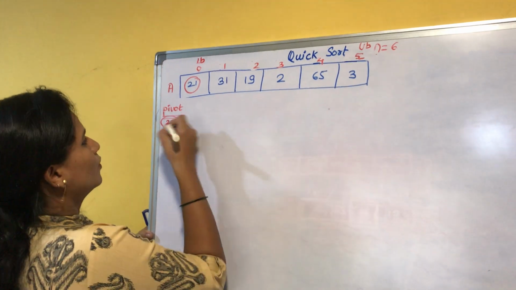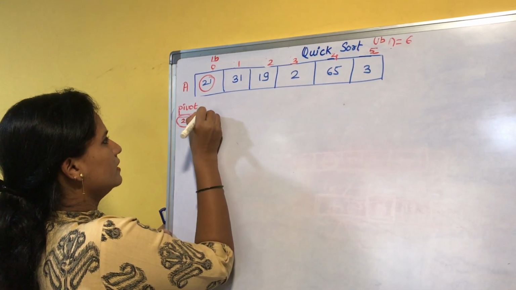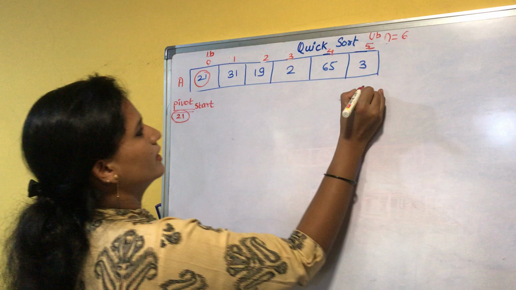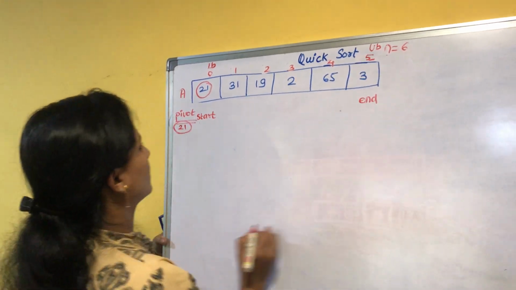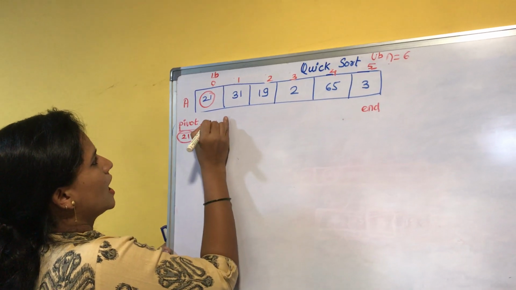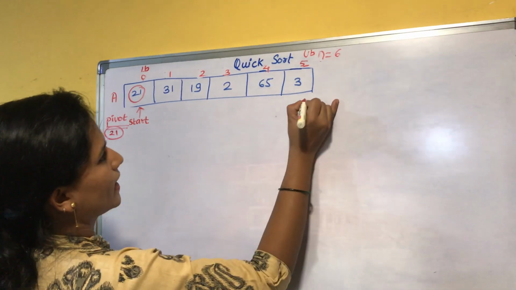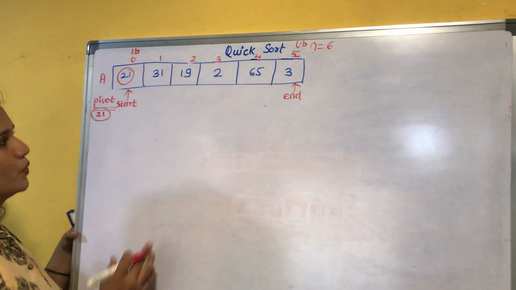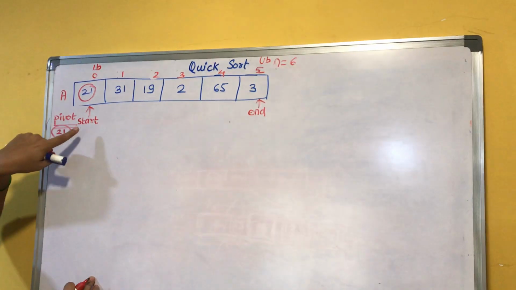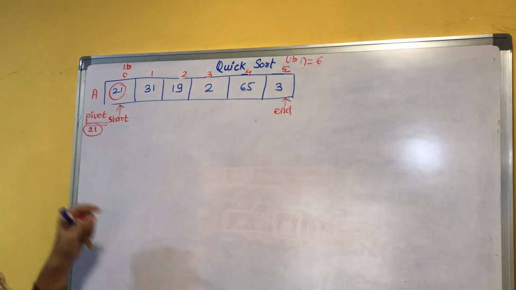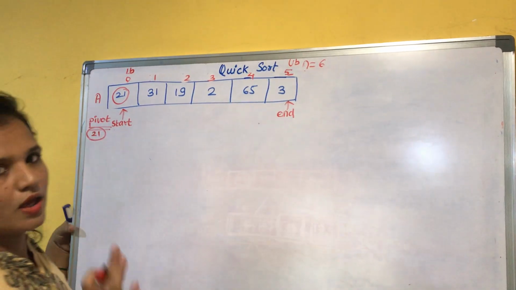Now two more variables we will take, start and end. Here start will point to the first index and end will point to the last index. So we can say initially the value of start and LB is equal, and initially the value of end and UB is equal.